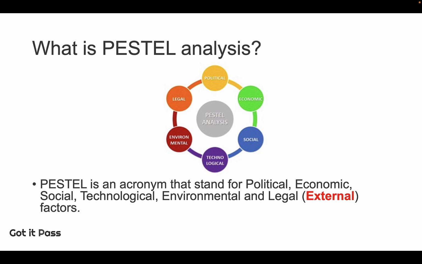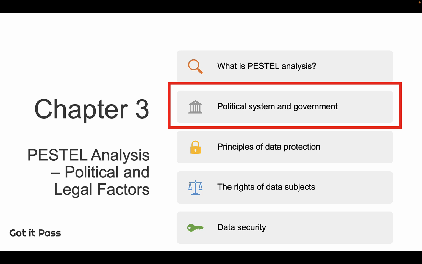So PESTEL stands for political, economic, social, technological, environmental, and legal. And remember, all these we discussed are external factors. Sometimes students will mix up or confuse this PESTEL analysis model with another. And this model is only concerned with external factors. Let's move on to the political system and governance.